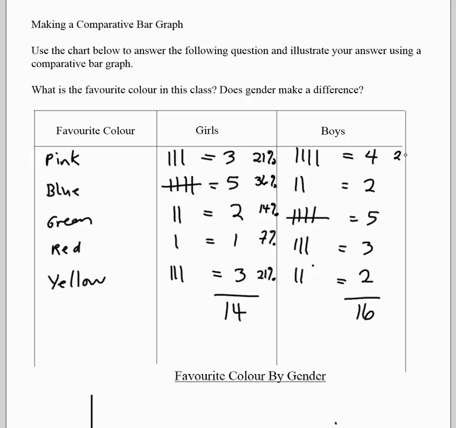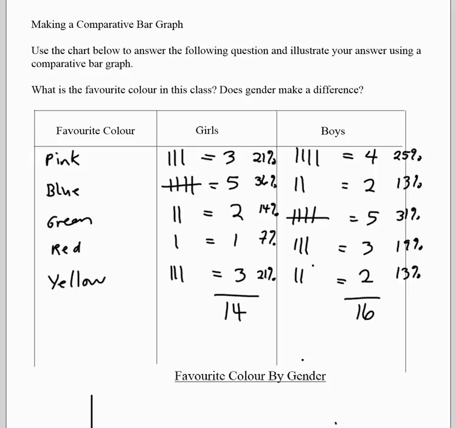I'm going to convert these into percent. So 4, this time I'm going to do 4 divided by 16 times 100. And the next one, 2 divided by 16 times 100. So this is 12 and a half. I'll make it 13. And that one I'll round to 31. And this one I'll round to 19. And this one will be 13 again.